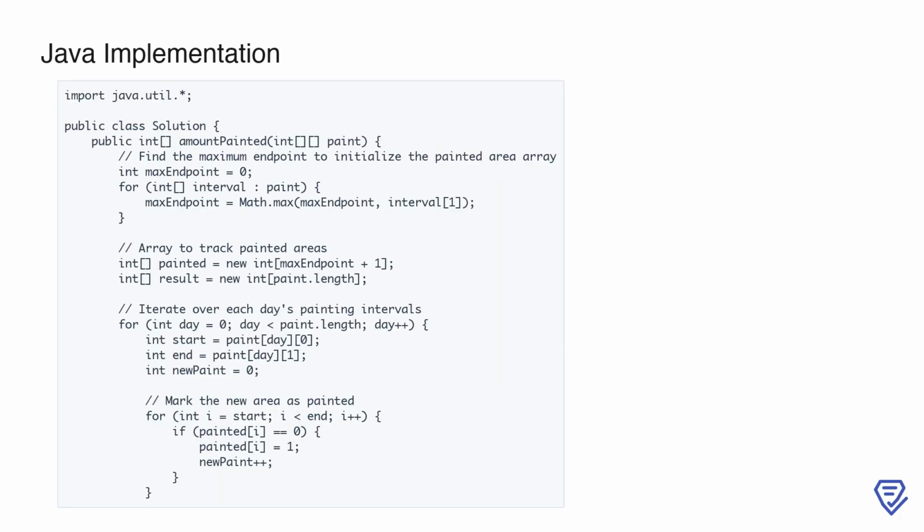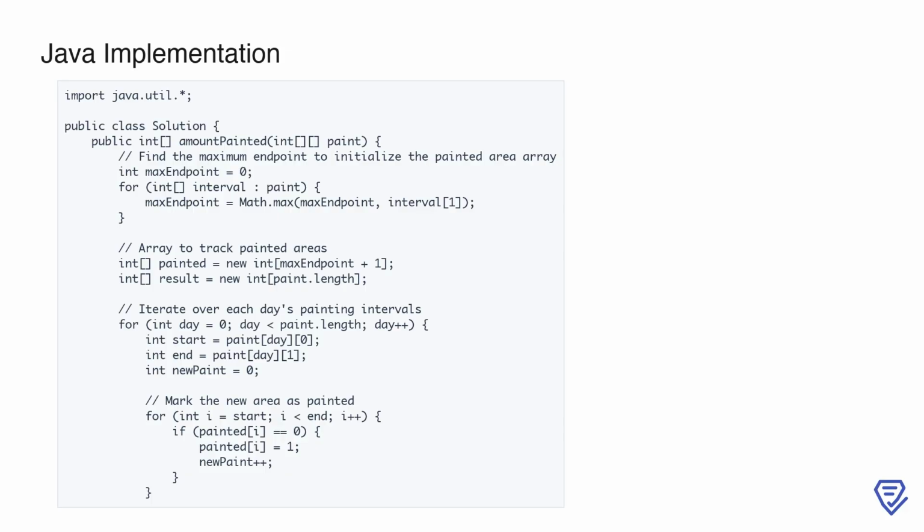Here, we begin by importing the necessary utility classes and defining our solution class. The method amountPainted takes a 2D array paint, where each subarray represents the start and end of an interval for a day's painting. Our first task is to determine the maximum endpoint among all intervals. This helps us initialize a sufficiently large array to track which sections of the area have been painted.